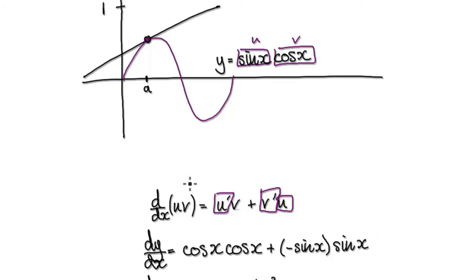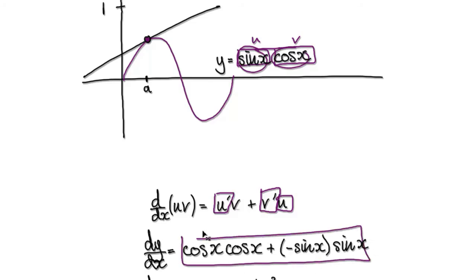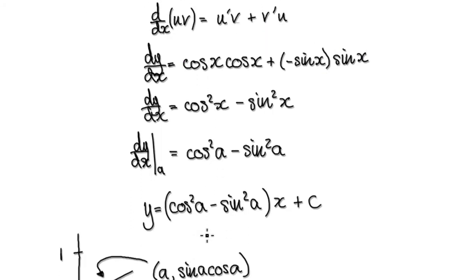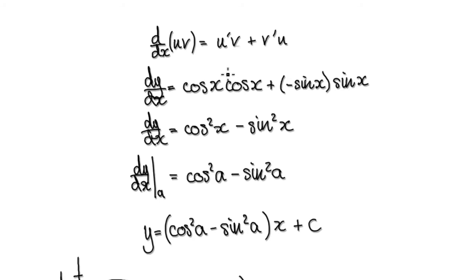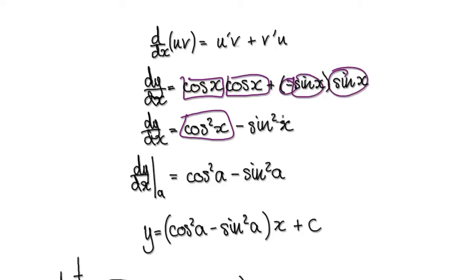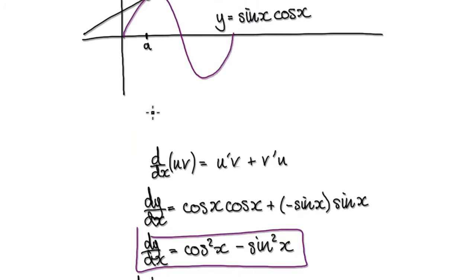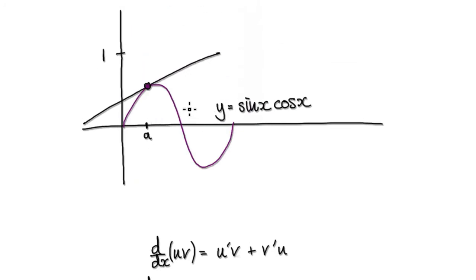So when you differentiate two functions being multiplied with each other, it will give you this whole thing here. So it's just a matter of tidying this up. When you tidy this up, cos x times cos x would be cos squared x, and you've got sine squared of x here. And so this thing here gives you the ability to work out the gradient anywhere along that graph.